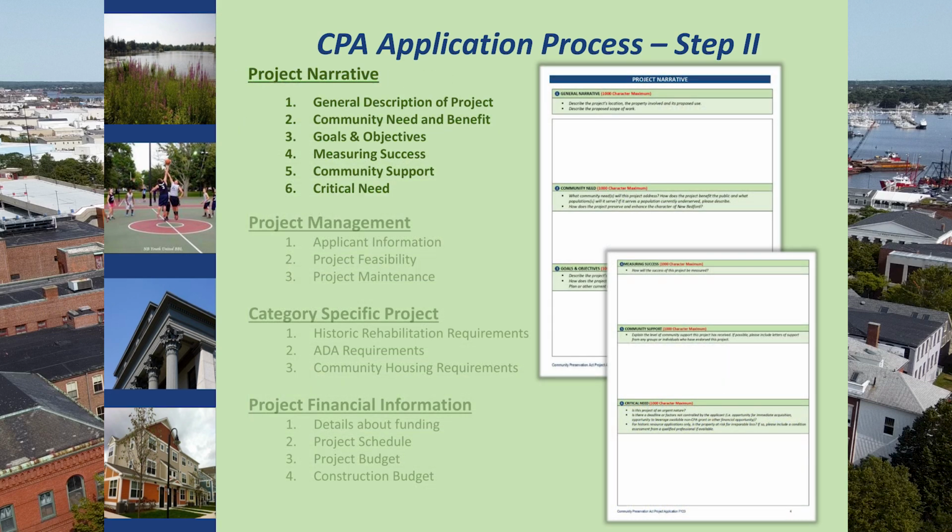So the application itself, again, the boxes will keep going. Don't feel like you have to do perfect grammar. It can be a lot of shortened bullet points. That's fine too. But you need to talk about your general description of your project. What's the need and benefit? And look at the plan to see what need is identified and how your project might meet that need. What are your goals and objectives for this project? How are you going to measure the success of it? Is it going to be to deter further deterioration of a resource? Is it going to be to provide additional recreational opportunities to an underserved population?